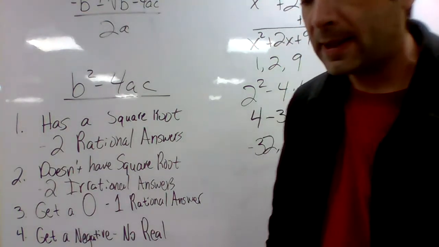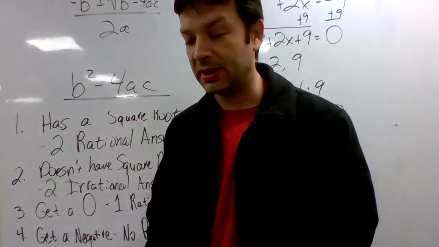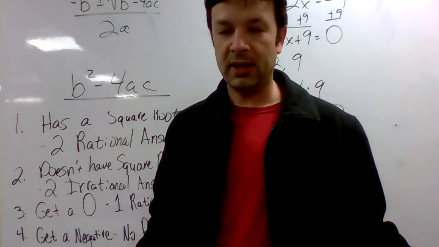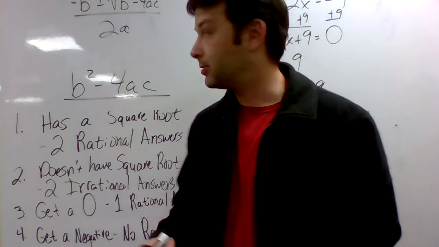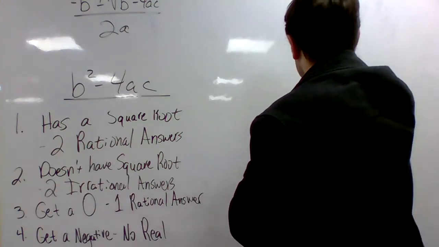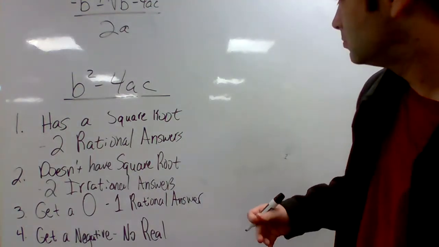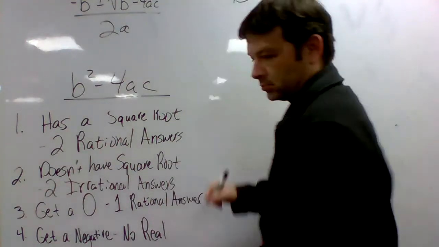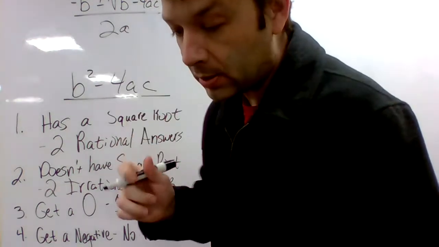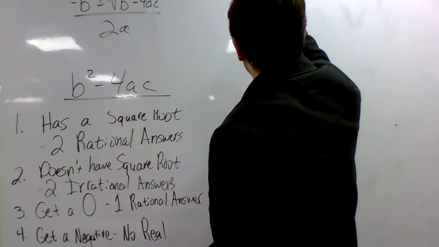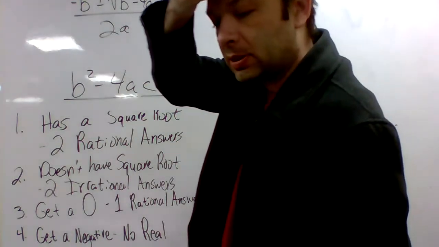All right, number 15, it says solve. Okay, this is what we were doing last week. It doesn't tell us how to solve. So we got to choose x squared plus 12x minus 45 equals 0. I always forget.